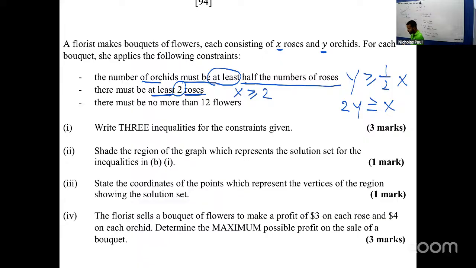There must be no more than 12 flowers. How are we representing flowers? Very good. X plus Y. Flowers is both X and Y, right? And no more than is what? And the number is 12. Okay? Write them down and we go into special inequalities.